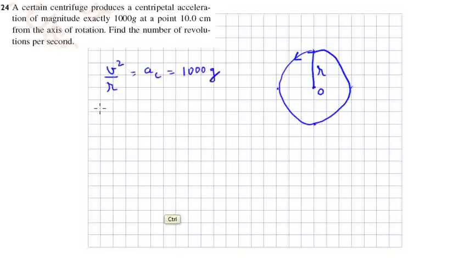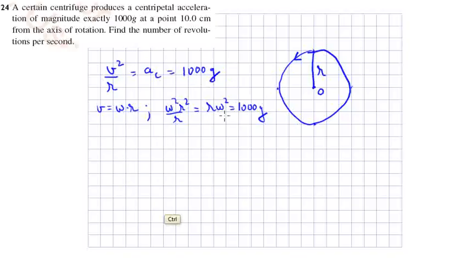Now I'm going to rewrite this equation. V is equal to omega times r, so I put that in here. The denominator becomes omega squared r squared over r, which is equal to r omega squared, and that's equal to 1000 g. The way I'm going to solve this problem is to solve for omega, which gives me rads per second, and then convert rads per second to revolutions per second. So it's a two-step process. Let's solve for omega first.